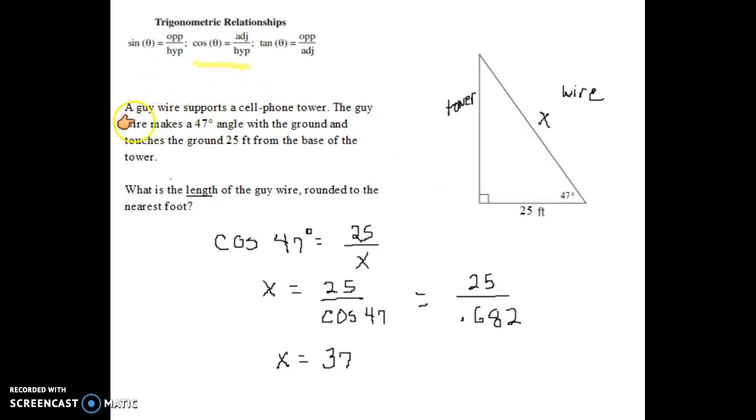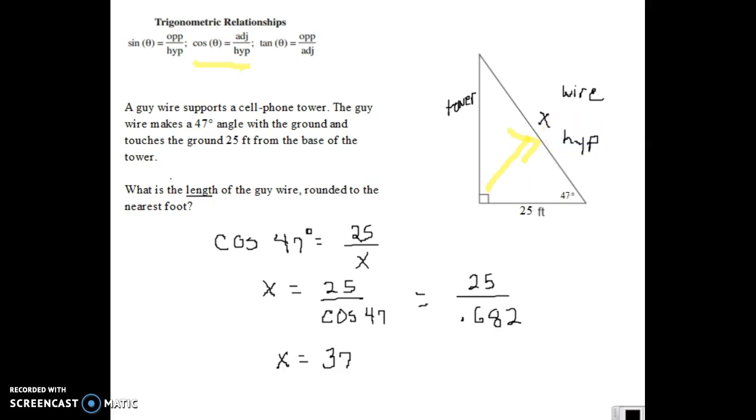The last one is a little word problem where they give you a guy wire that supports a cell phone tower. The guy wire makes a 47-degree angle with the ground and touches the ground 25 feet from the base of the tower. So here's my tower, here's my guy wire, here's my 47-degree angle, and this is 25. So I'm looking for x. X, remember, is the hypotenuse because it's opposite the right angle. So this is my hypotenuse.